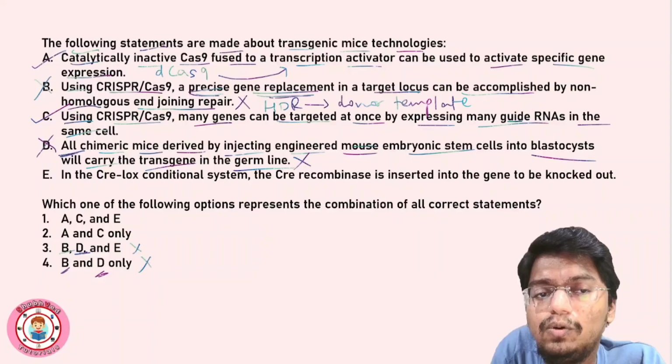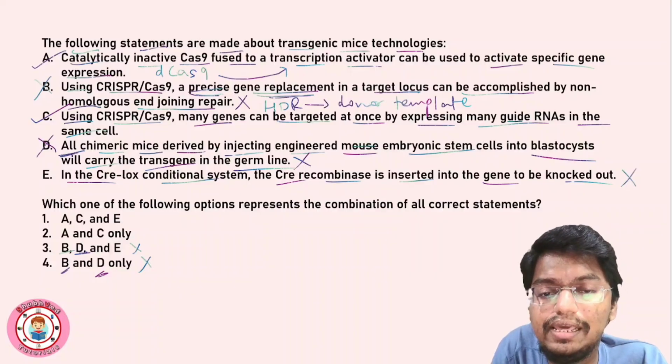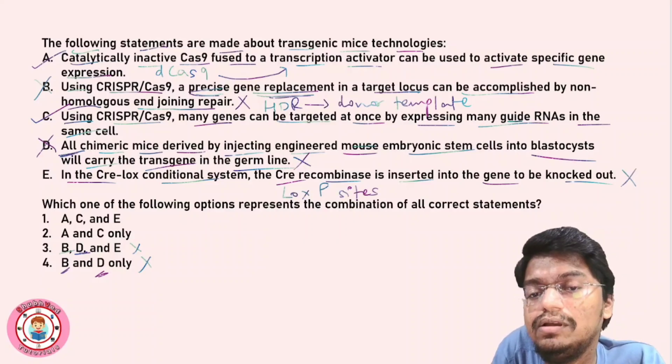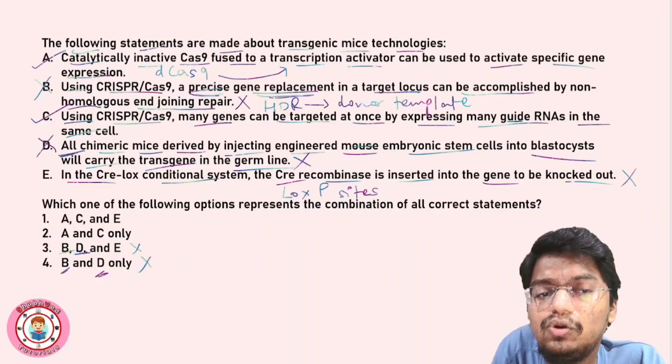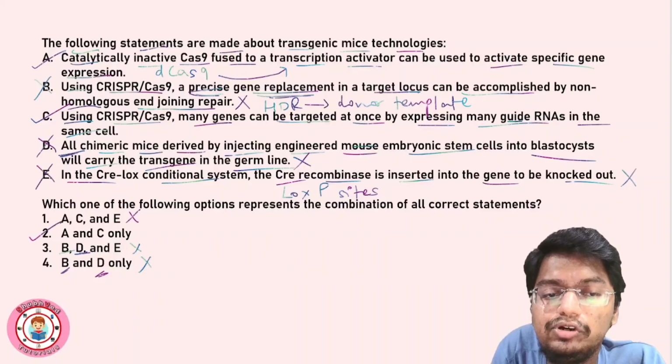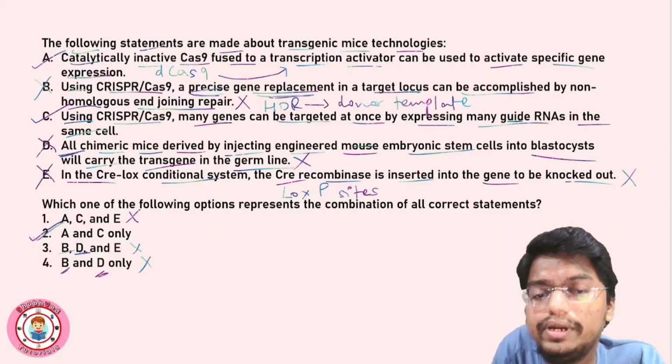Okay, D is already wrong. In the Cre-Lox conditional system, the Cre recombinase is inserted into the gene to be knocked out. Wrong. We do not insert Cre recombinase, we insert LoxP sites around the gene, where Cre recombinase will act. Right? So this is also wrong. So E we don't want. Option 2 will be the answer. Got it?